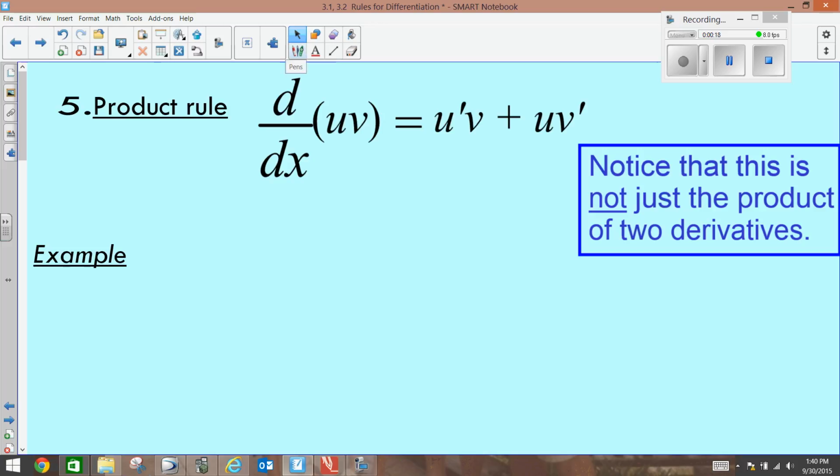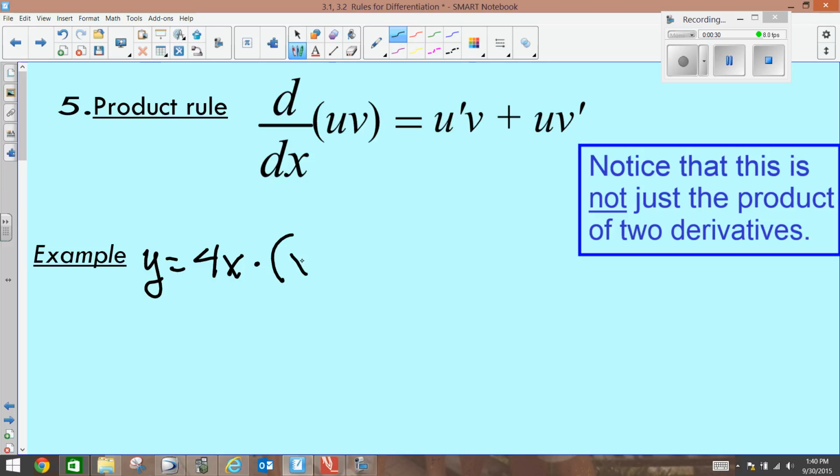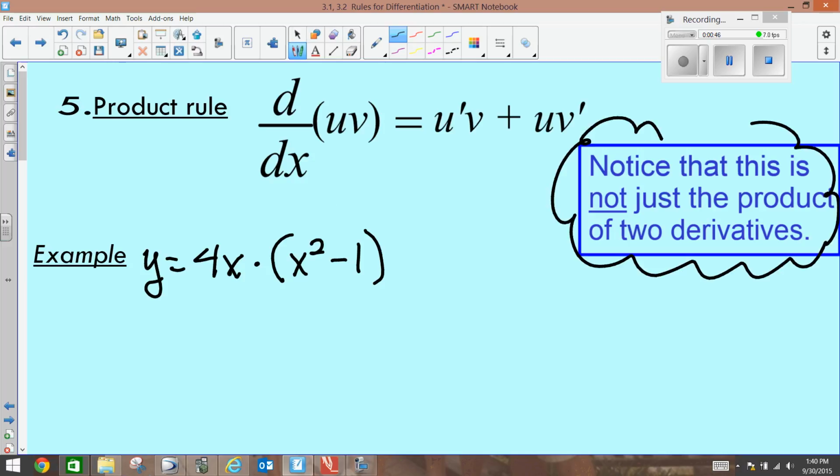I'm going to start with y equals 4x times x squared minus 1. Okay, so here's the thing. When we don't know any better, we think we're supposed to just take the derivative of both of these. Okay, so first of all, please note, we are not going to do that, but I'm going to show you what happens if we just do that wrong. So here is the wrong way.